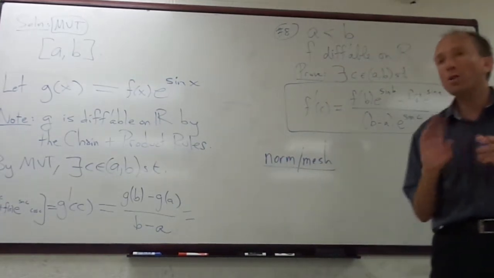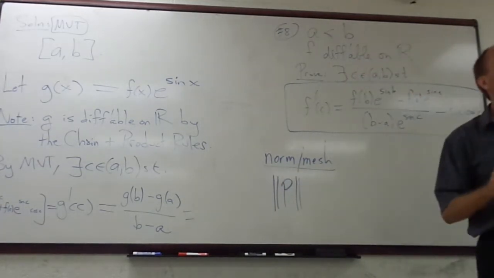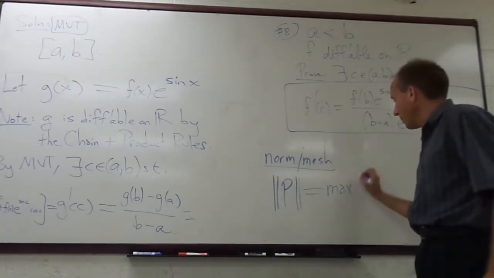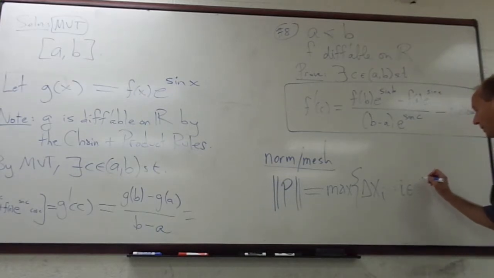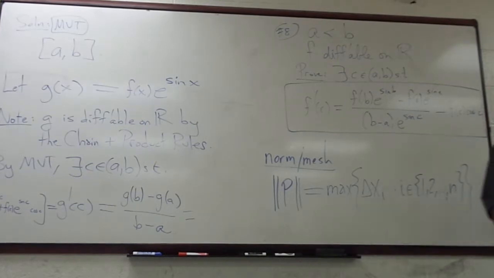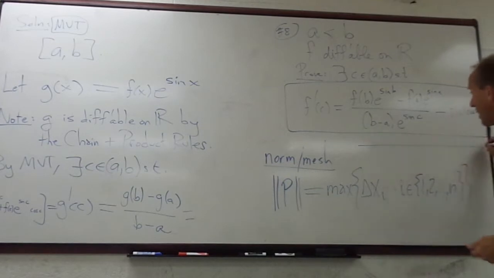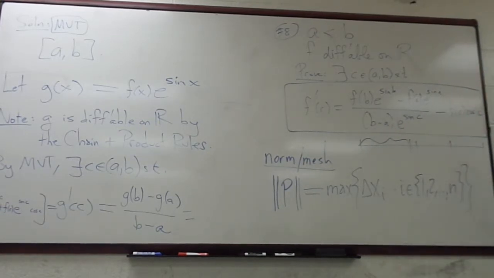The norm or the mesh of a partition is denoted this way. It's like an absolute value, a double absolute value bar. This is, by definition, the maximum of all of the widths of all of the subintervals. So if you don't use P sub n, if you use a partition that's chopped up into strange size pieces, then you just go along here and you find the widest one. And that's your delta xi.